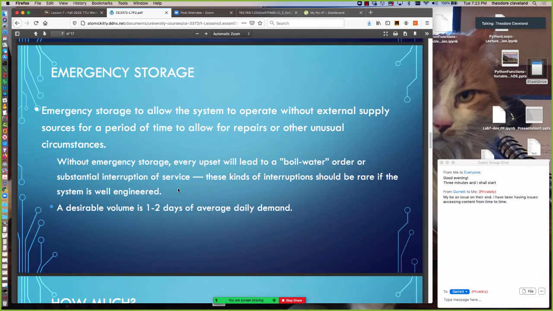Emergency storage is a volume that's set aside to allow the system to operate without external supply sources for a period of time for repairs and other unusual circumstances. If we don't have sufficient emergency storage, then every time something goes wrong, it's likely we will contaminate our distribution system and have to lead to a boil water order and then a substantial expense in disinfecting the system. In a well-engineered and operated system, these should be quite rare.